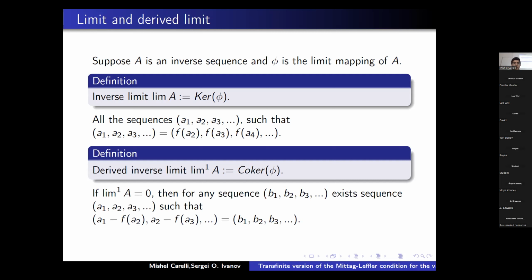The next definition is the derived limit. It's the cokernel of the limit mapping. You can't get such a convenient view of the derived limit in general, but if the derived limit is equal to 0, it means that the limit mapping is surjective. So for any sequence b, there is a sequence a such that it maps under phi to b. Here is this formula.